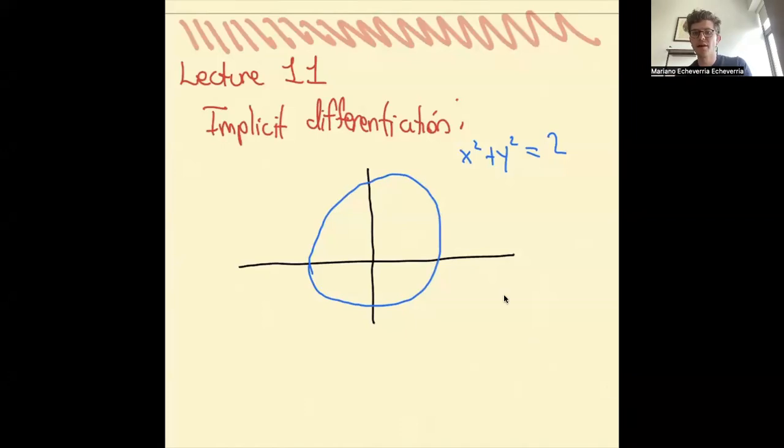Okay, so imagine if I give you an equation like x squared plus y squared equals 2, which is the equation that you see here. Now it's good. If you remember, this is the equation of a circle. However, a circle is not the graph of a function, right?